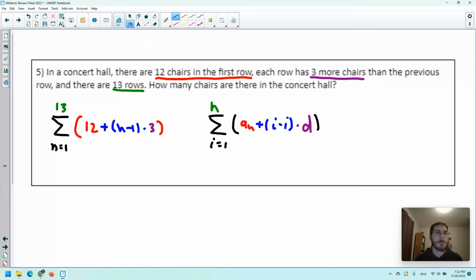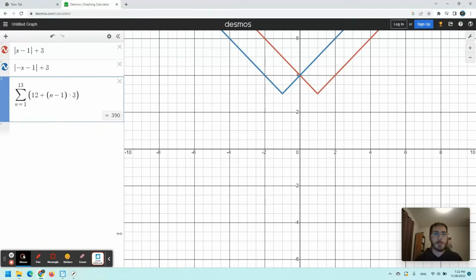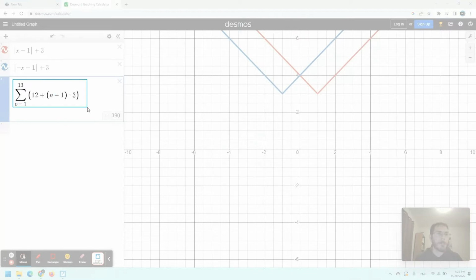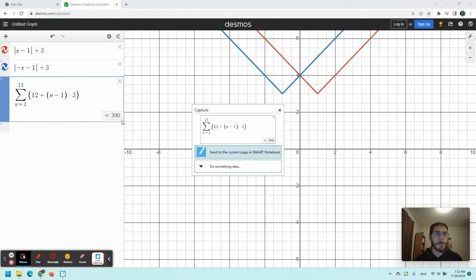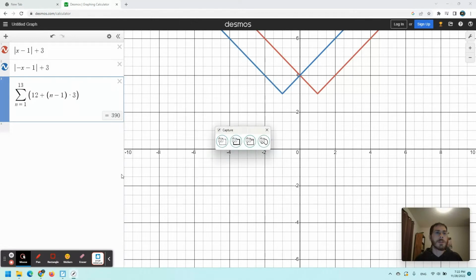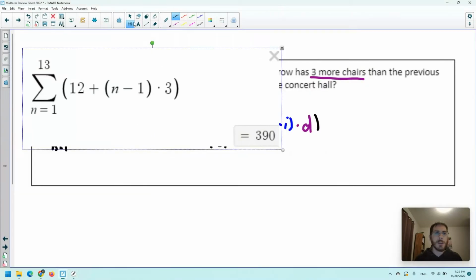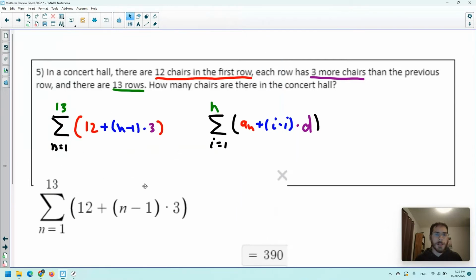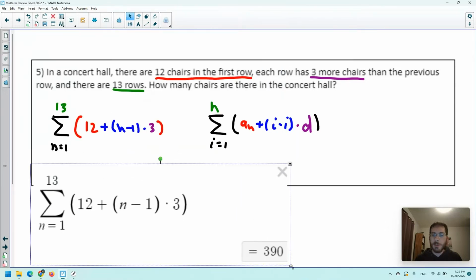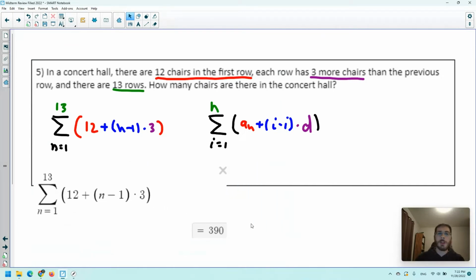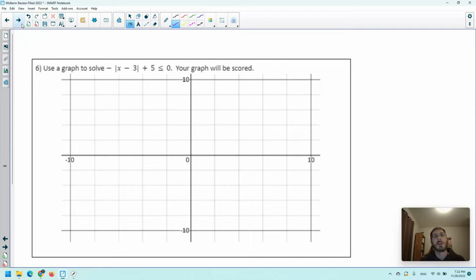Actually, I'm going to steal this one. I think it'll be a little bit better if we just grab it as it looks. That way it's kind of saved with both the Desmos formatting, most people are going to choose to use, but also with my handwritten part. So 390 seats.